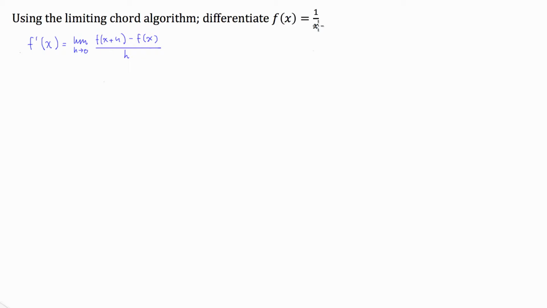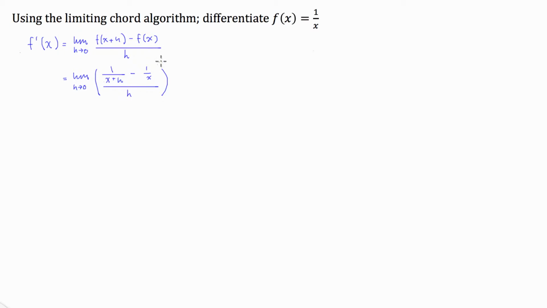Now, to start with, the function of x plus h, we substitute x for x plus h. So this is going to be equal to the limit as h approaches 0 of 1 divided by x plus h, subtract the function, which is just 1 over x, all over again the difference in domain, h.